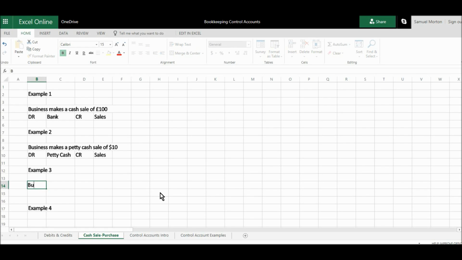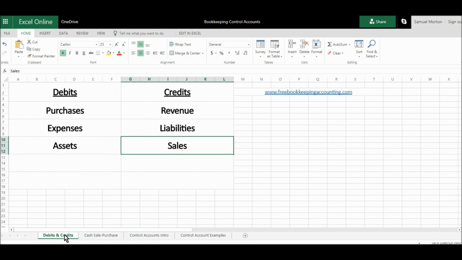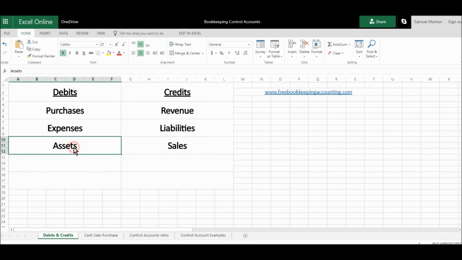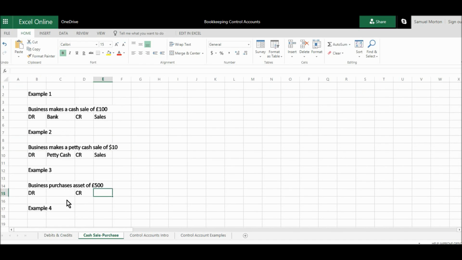And let's just go through a couple more. So business purchases asset of £500. We need our debit and credit. So let's go back to here. So assets are debit. So let's put that in here. So computer asset.